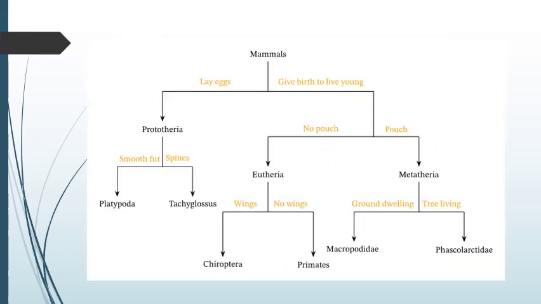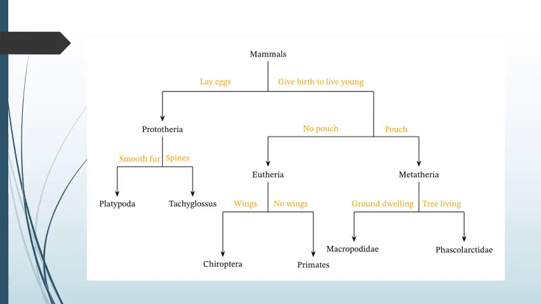Here we have an example of a dichotomous key for mammals. We have divided mammals into possible categories: lay eggs, and give birth to live young. If they lay eggs, then it will be from Prototheria, and if they give birth to live young, then again we divide it into categories: if it has a pouch, or if it does not have a pouch. If a pouch is present, then it will be from class Metatheria, and if no pouch is there, then it will be from class Eutheria.